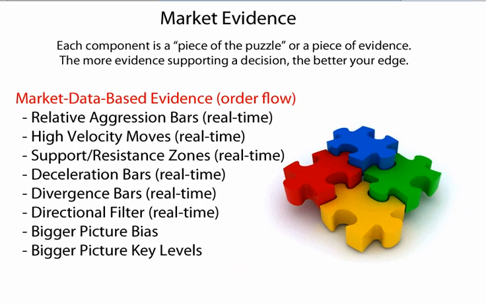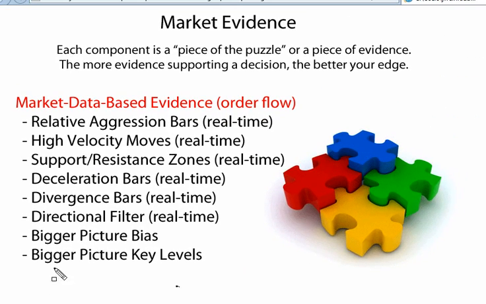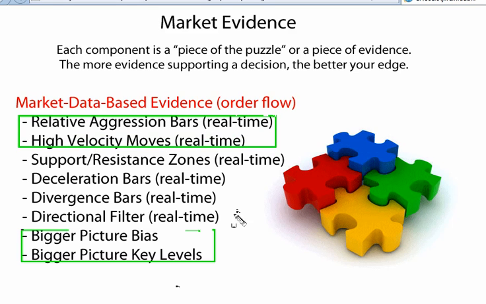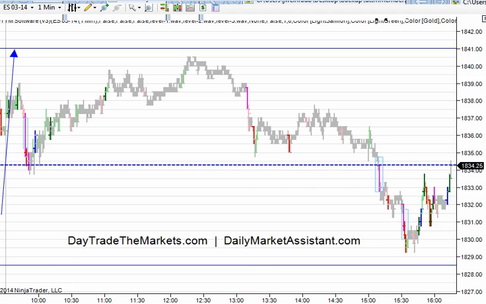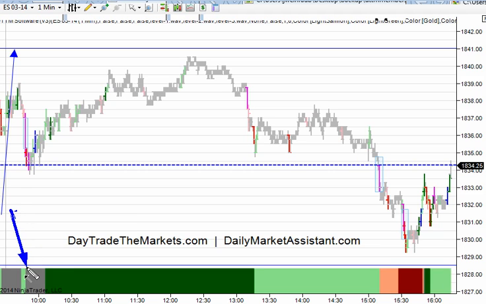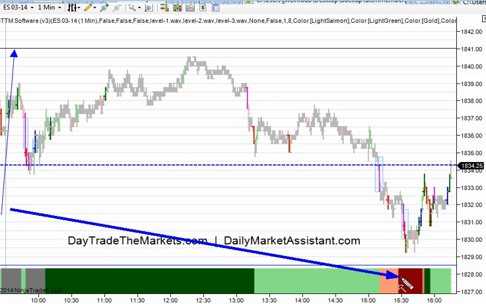We've talked about bigger picture bias, bigger picture levels. We talked about relative aggression bars and high velocity moves. Let's talk about the directional filter at this point. So let me throw that on the screen. Okay, down here at the bottom of the screen, you can see this filter, and it's got gray, which is neutral, light green is bullish, dark green very bullish, pink is bearish, and dark red is very bearish.